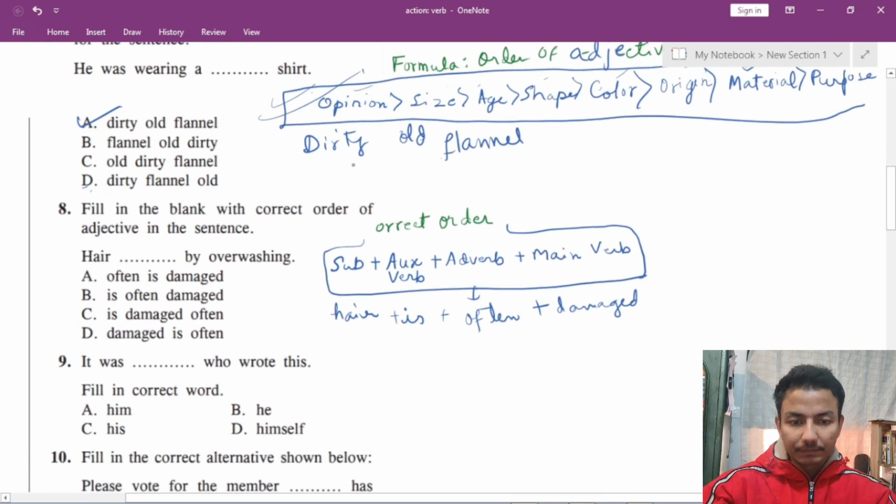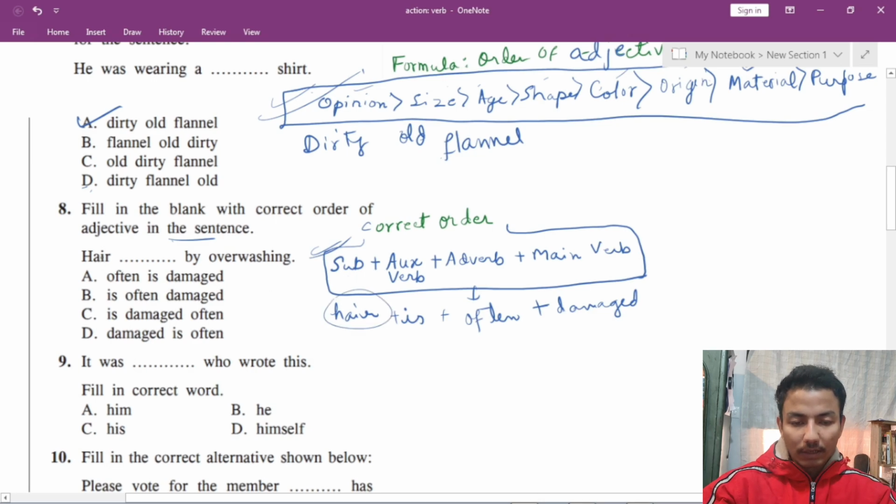Okay, next. Even here I've written this formula for you guys. Fill in the blanks with the correct order of adjective in a sentence. So we cannot follow the formula that was done previously. We must follow a new rule. For a sentence, this rule must be followed. Hair dash by overwashing. So what will be the correct sequence here?